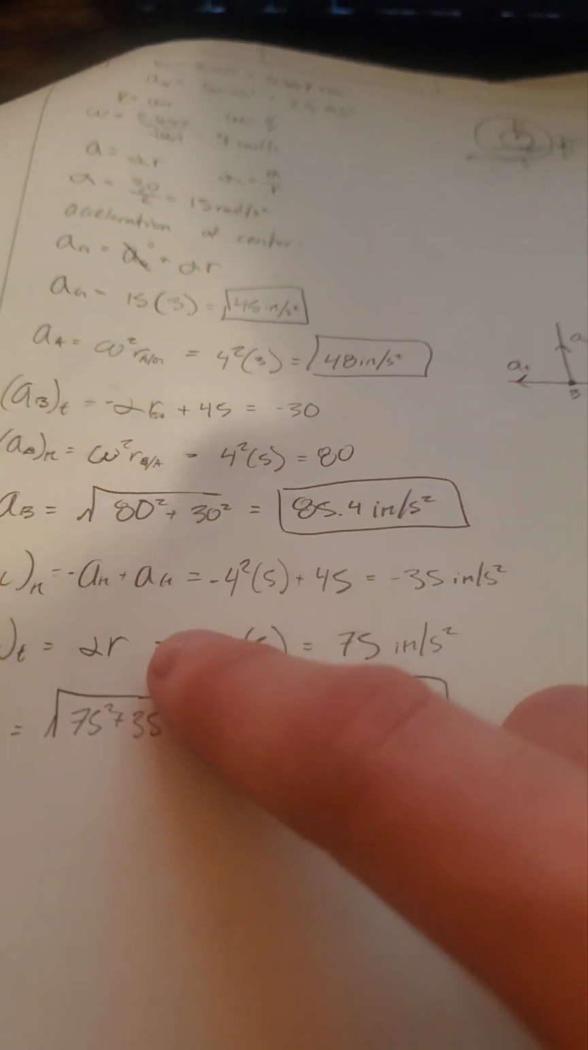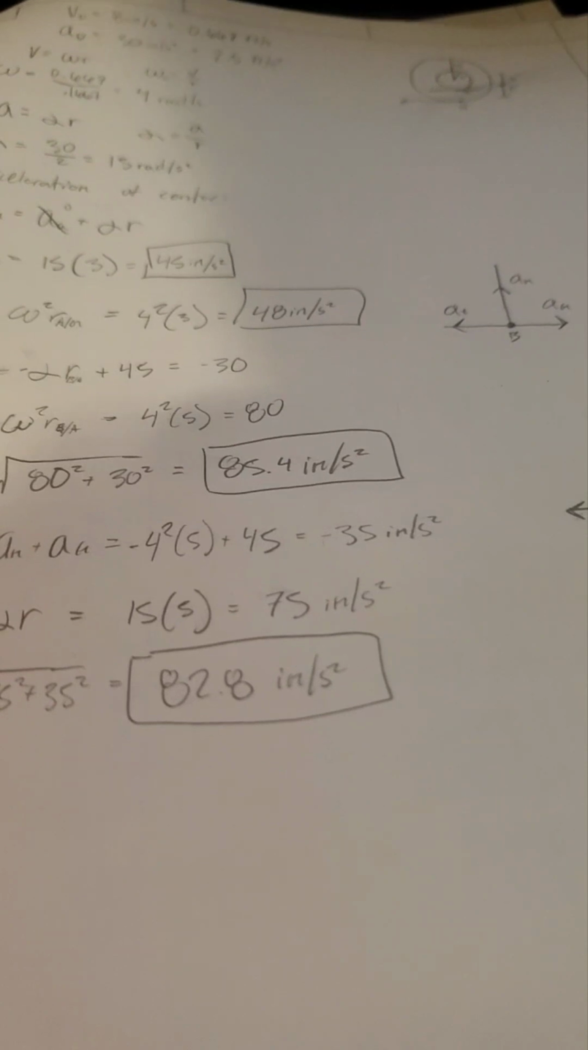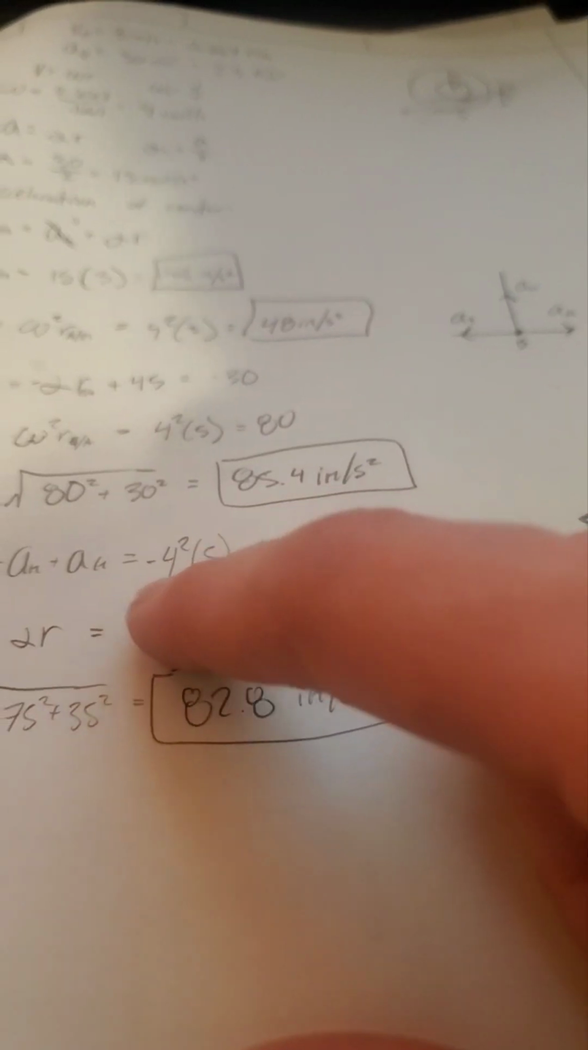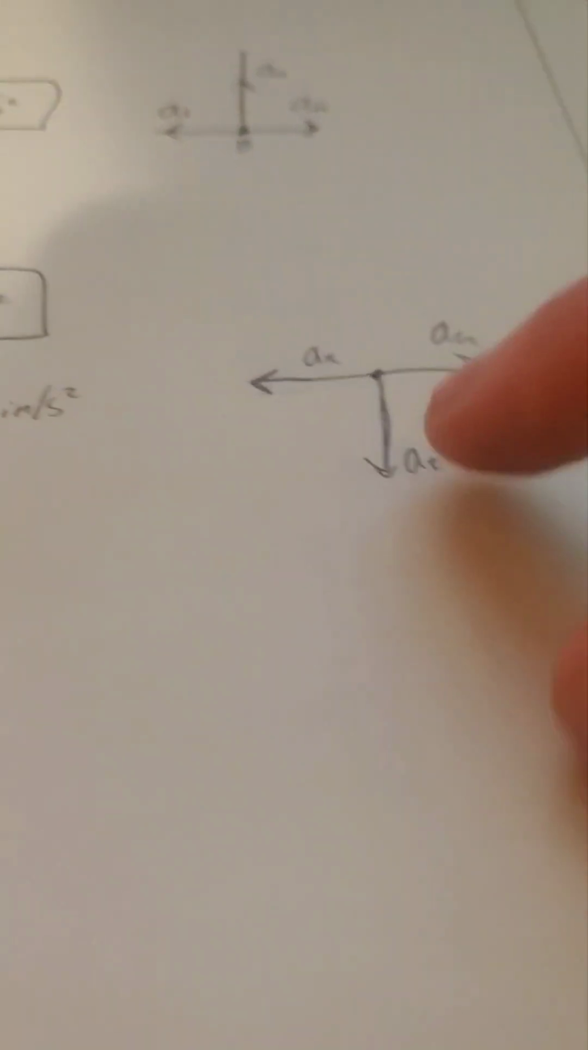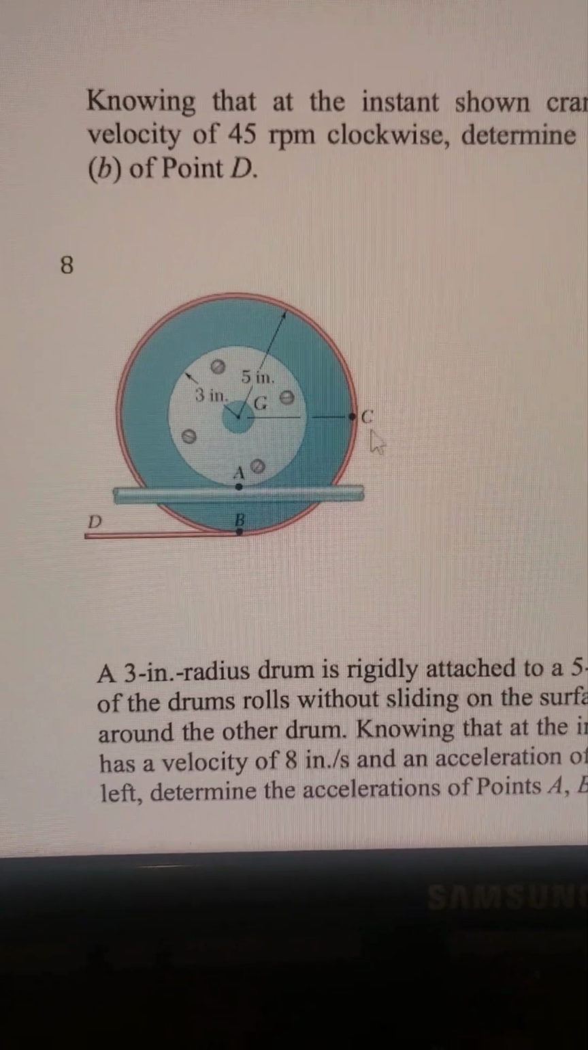So for point C, same exact thing. It's just the acceleration of, so in this case they're pointing opposite and this one's pointing down because of where point C is located. If you look at where it's rotating.